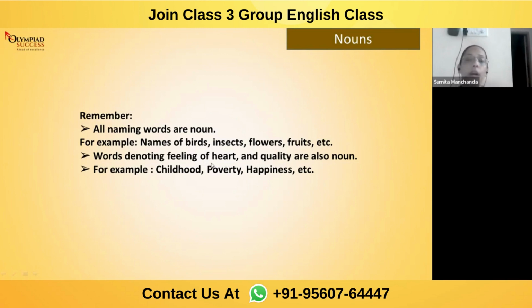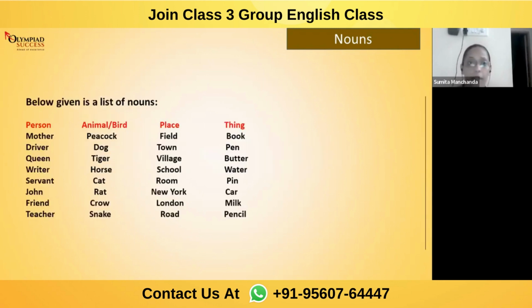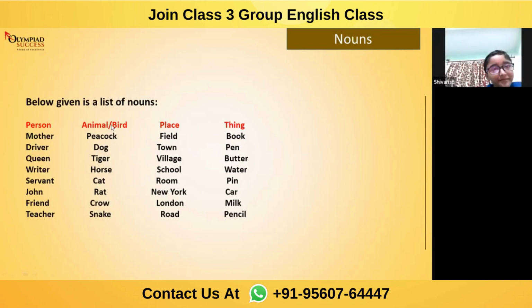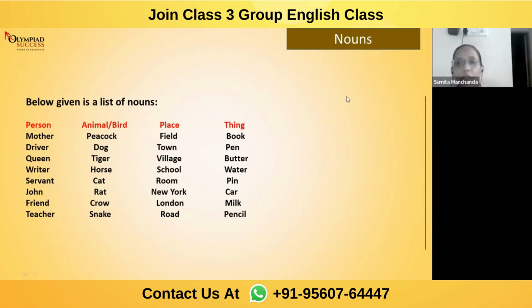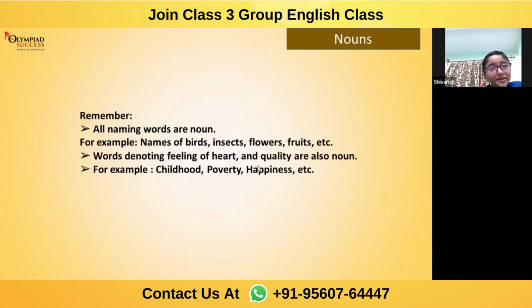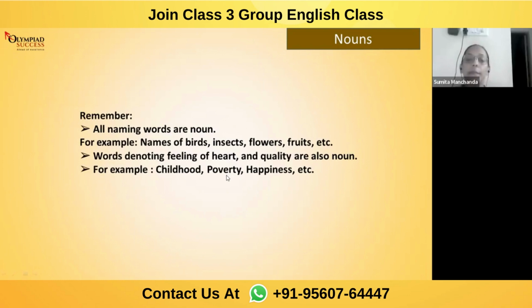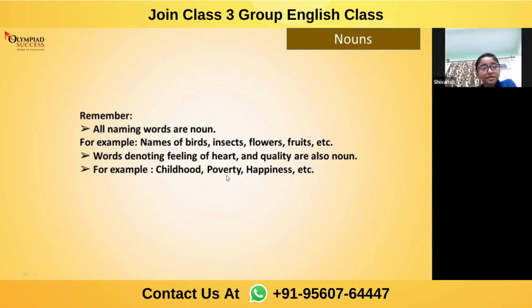Now, you remember when I was talking about abstract noun? I'll explain what it is later on in the slide, not now. Abstract nouns are normally related to feelings, those feelings which we can't touch, we can't see. So for example, childhood, poverty, happiness, these are few examples of abstract noun. Yes, Shivansh. Ma'am, what is the meaning of poverty? Poverty. Beta, in Hindi we say garibi. Yes. Okay, got that.